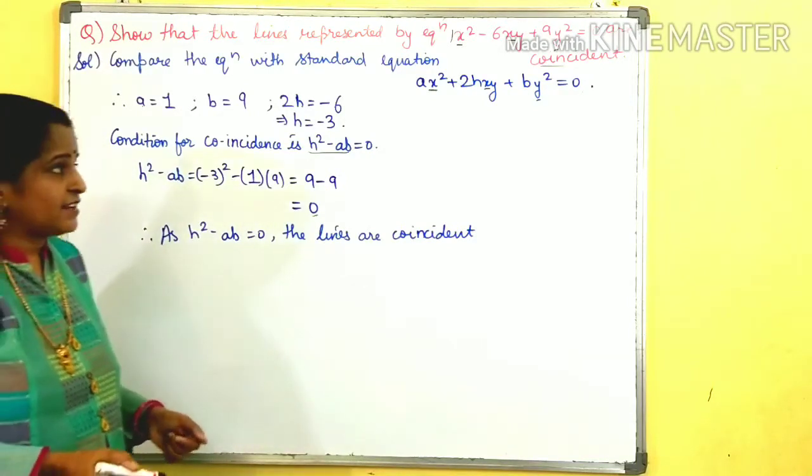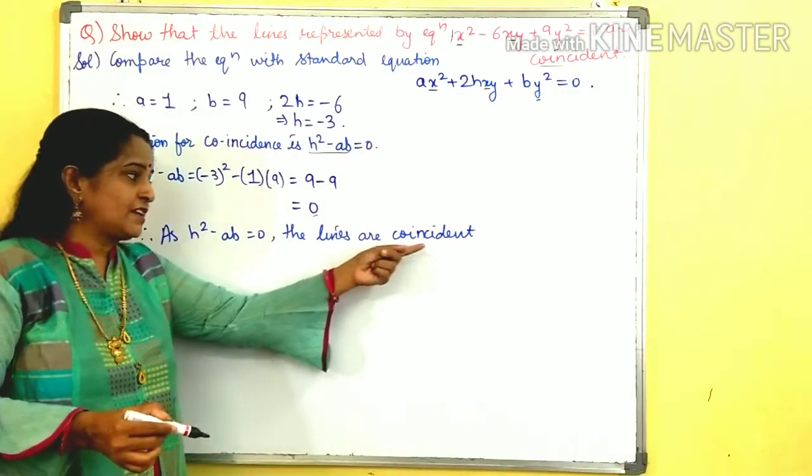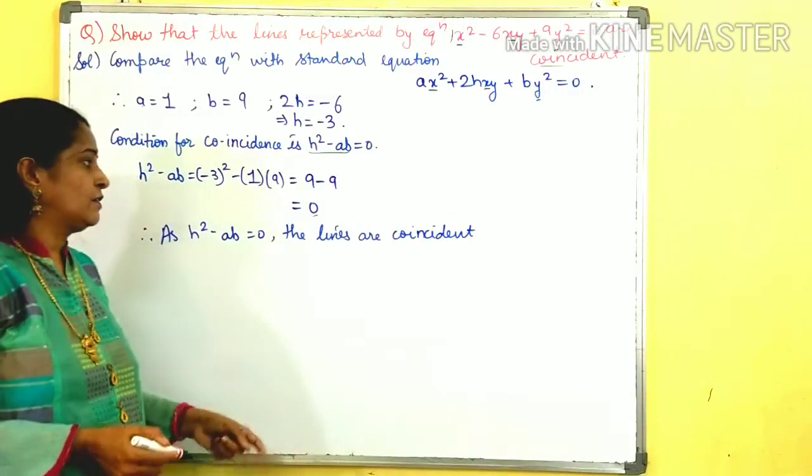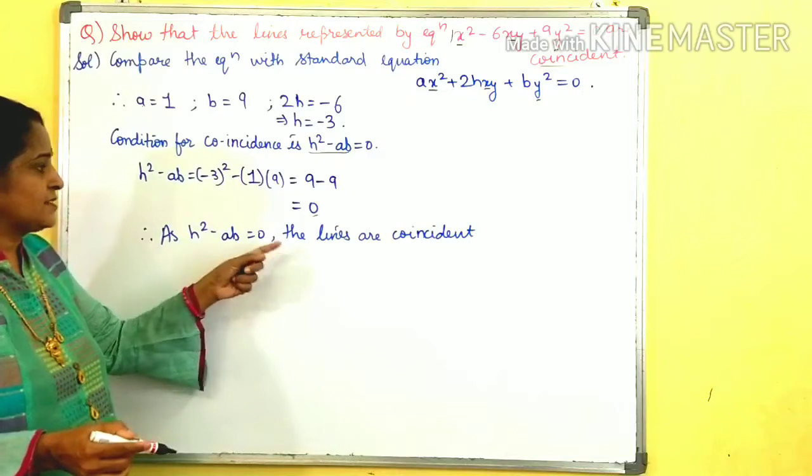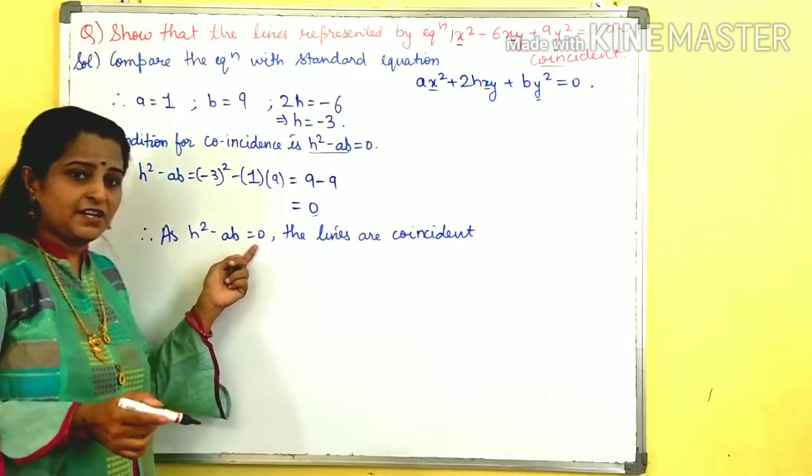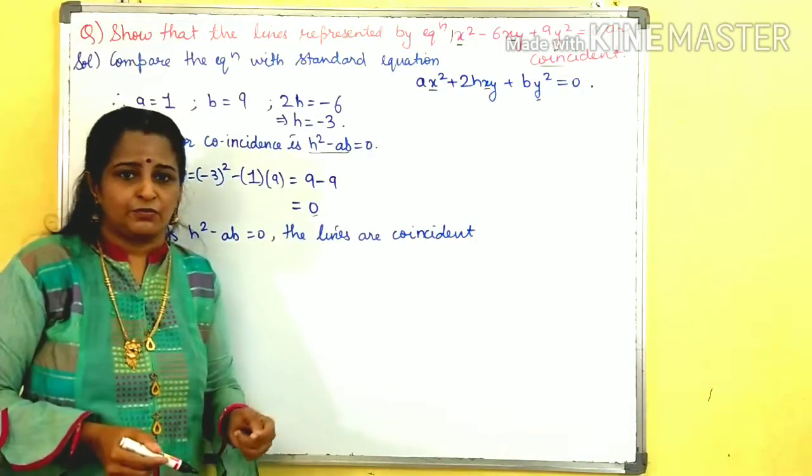Two conditions are there for coincident line and distinct line. Distinct line condition is greater than 0 and for coincident it is equal to 0.